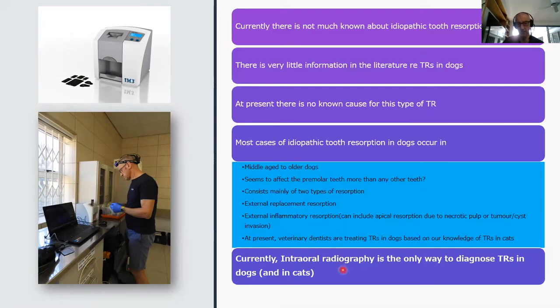Currently, intraoral radiography is the only way to diagnose tooth resorptions in dogs and also in cats. So you can see the image on the left-hand side here is a CR7 unit, and I'm processing a radiograph. And it is really imperative that we do take intraoral radiography, especially when we're dealing with middle-aged to older animals.